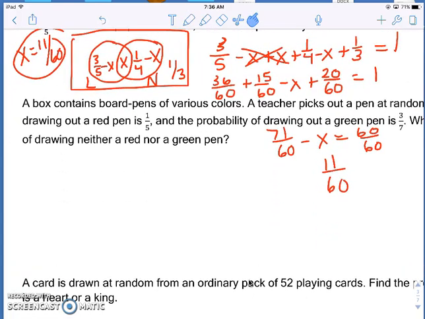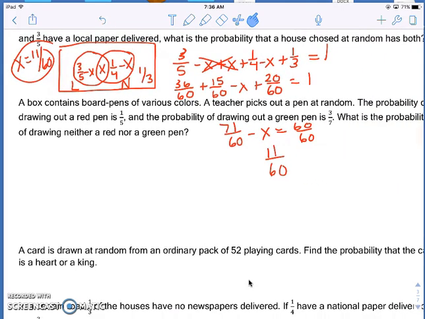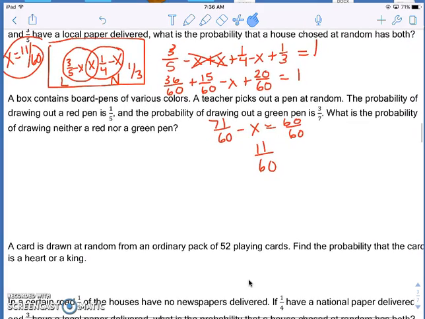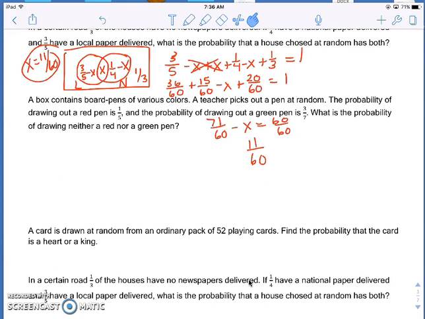And this, let's take a look at this next one here. A box contains board pens of various colors. A teacher picks a pen out at random. The probability of drawing a red pen is 1/5, and the probability of drawing a green pen is 3/7. What is the probability that it is neither red nor green?